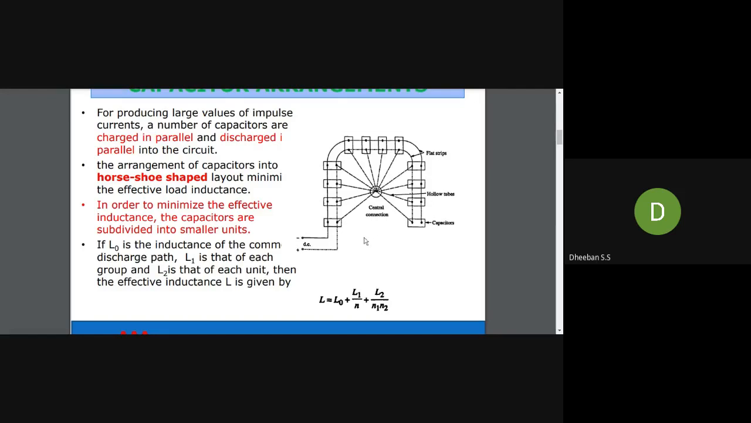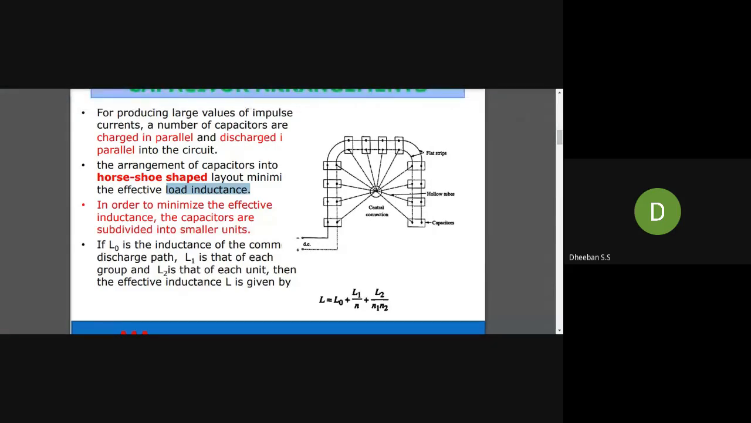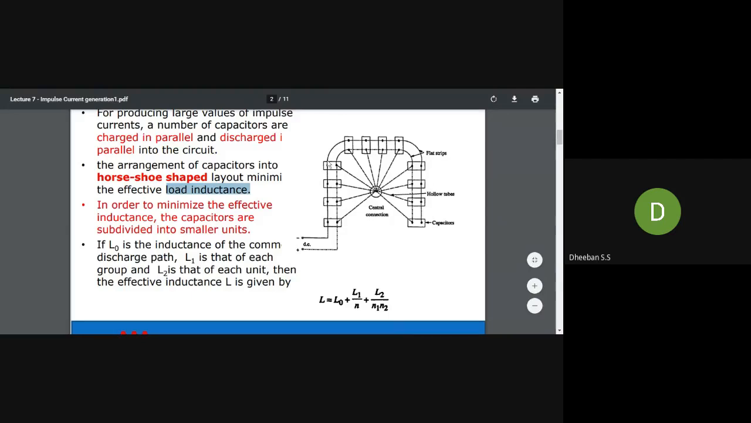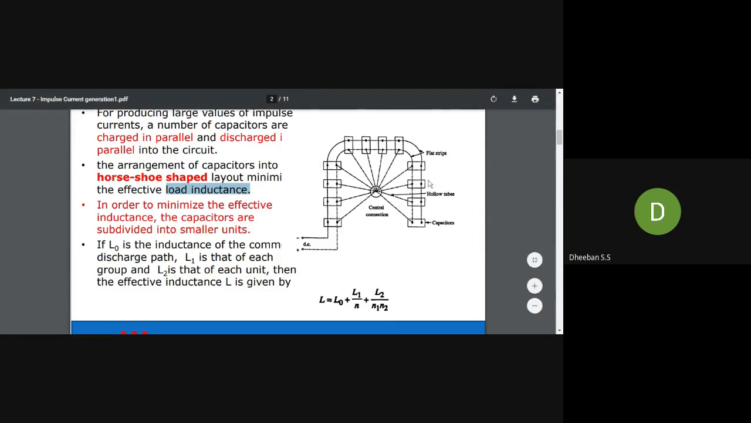The load inductance is responsible for the power factor drop. The power factor has to be more or less maintained at unity, for both industrial as well as domestic loads. In order to maintain the power factor at unity, we connect capacitor banks. Here also, similarly, the load inductance has to be minimized, and for that reason we make this horseshoe arrangement.